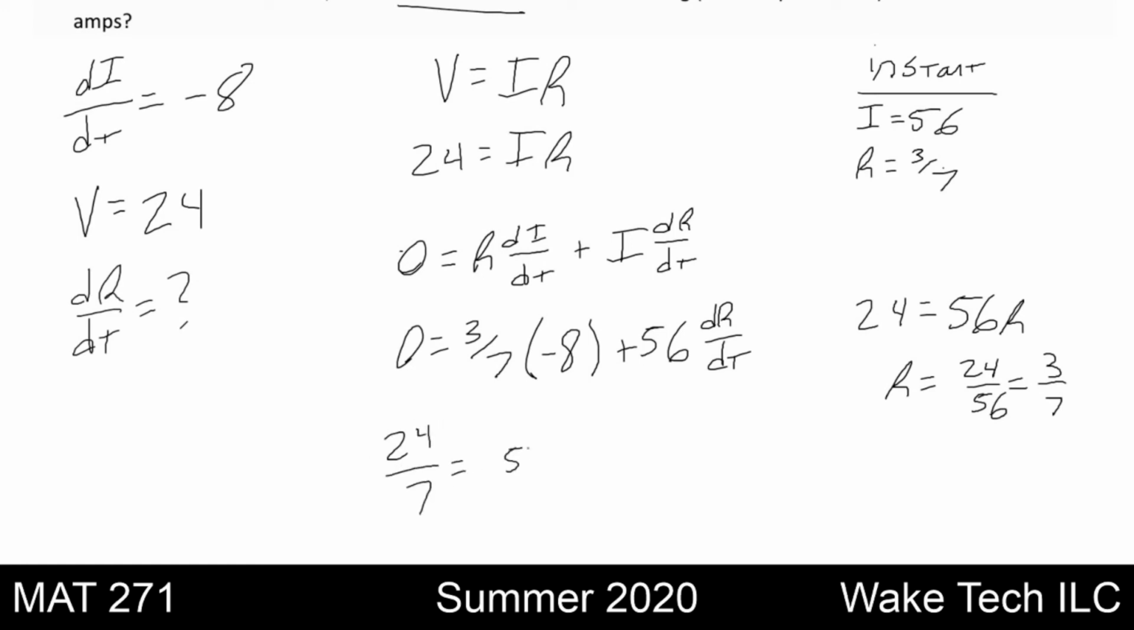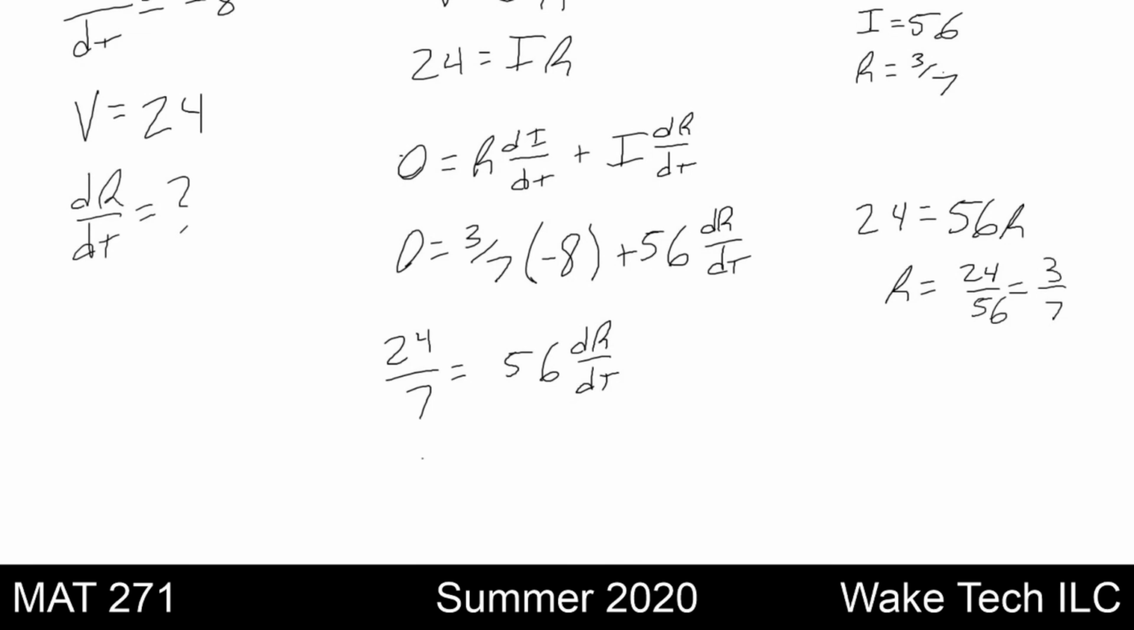That's equal to 56 dR/dt. We can then divide by 56 and get 24/7 times 1 over 56. We already know this reduces to 3/7, so what this is 3/49, and this is equal to dR/dt.